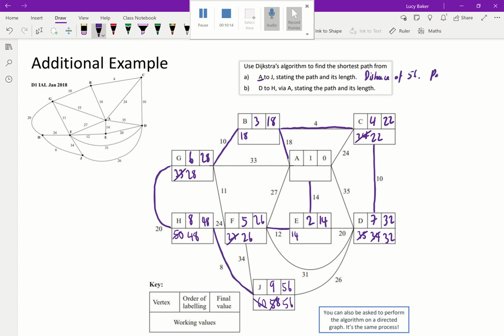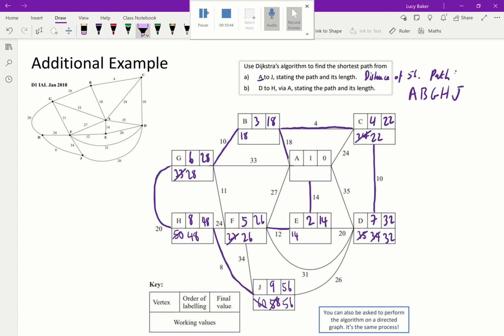And the path is, if I just work backwards through the diagram, going back up to H, through to G, up to B, and then down to A. So it's going to be going from A to B to G to H and then to J.